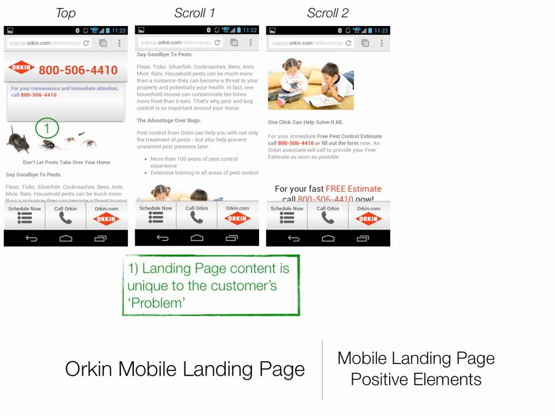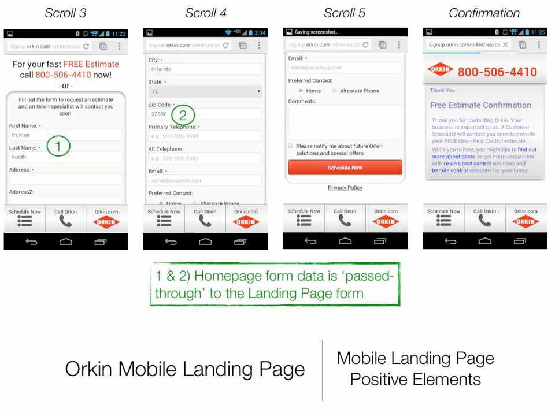Then if we look at the mobile landing pages, the landing page is actually great because it's unique to the customer problem selected in the initial form. So they said, I want pest control. I have a rat problem. So now they're being shown rat issues and how Orkin is the solution to those issues. So good job there.